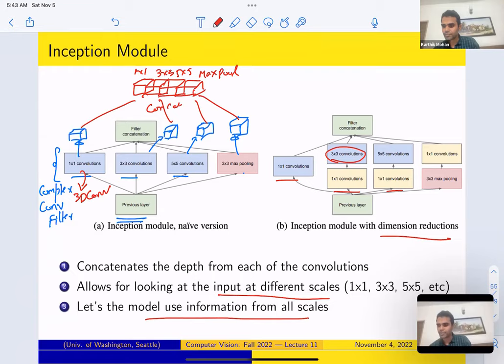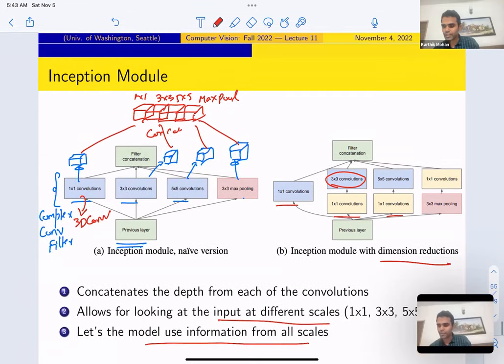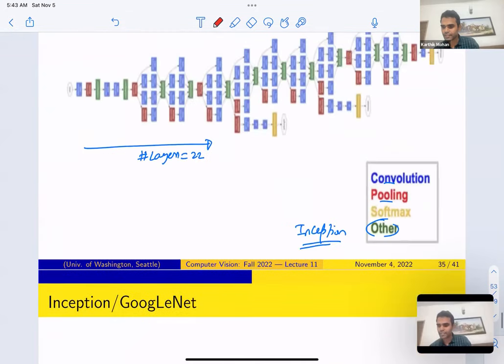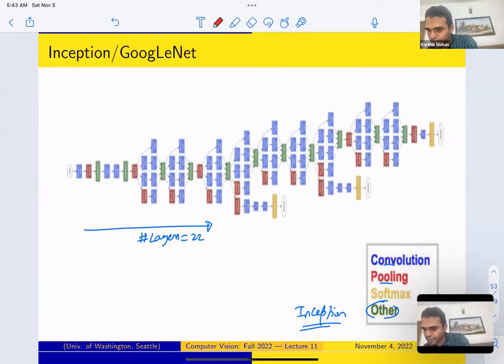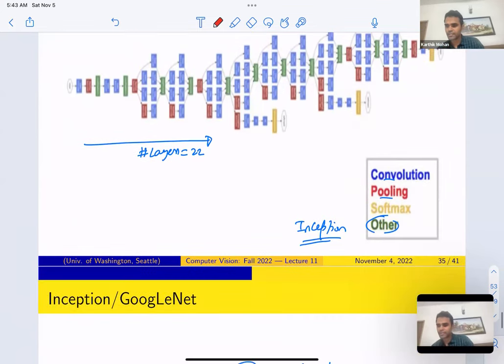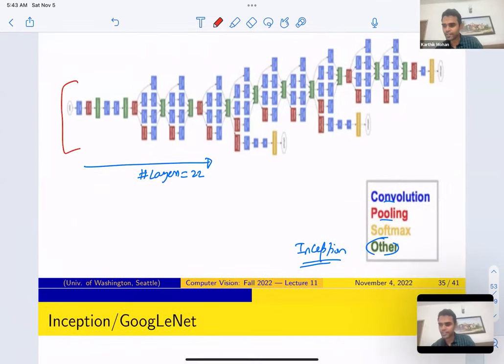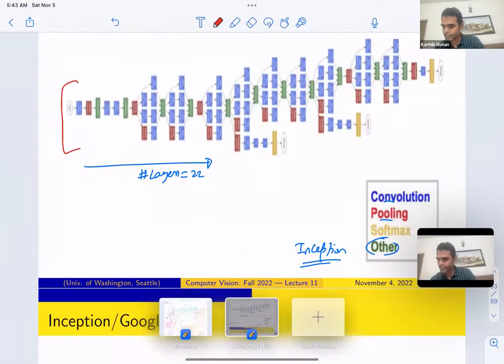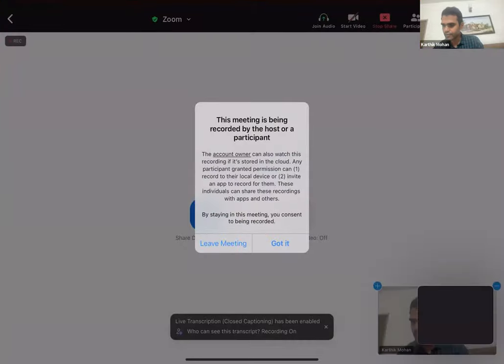So this is an Inception module that got used here. I think it's all of these. So for instance, if you look at, maybe we should take a look at this. This is not very clear here, but we can take a look at it on the website. So let me just stop sharing this one. Okay, let's go to the webpage.